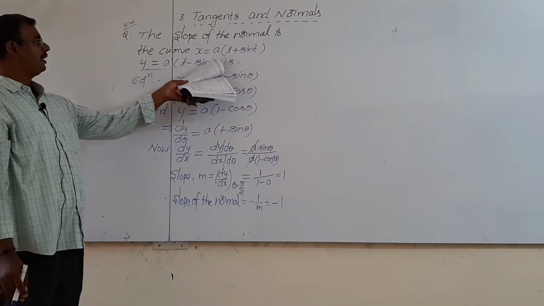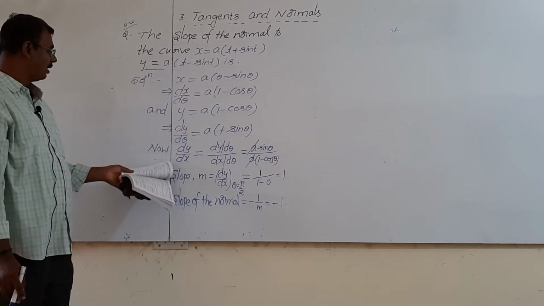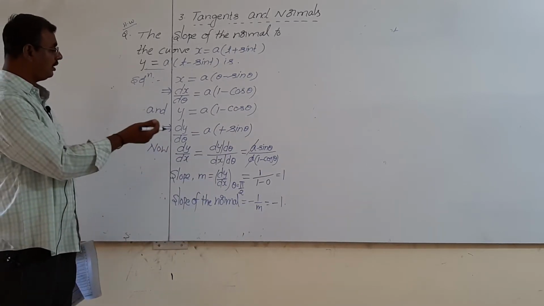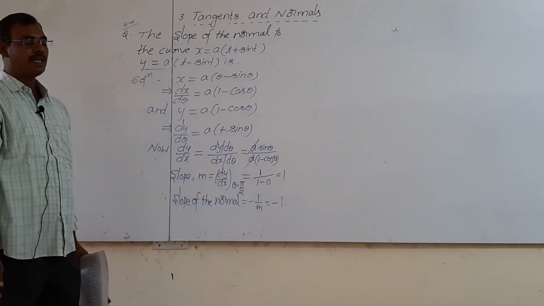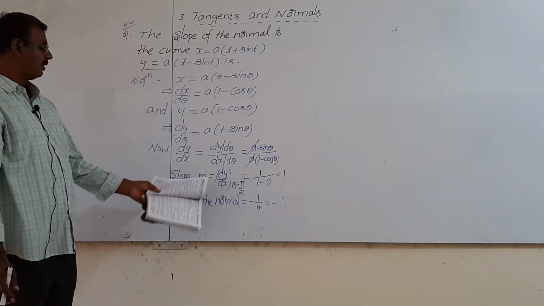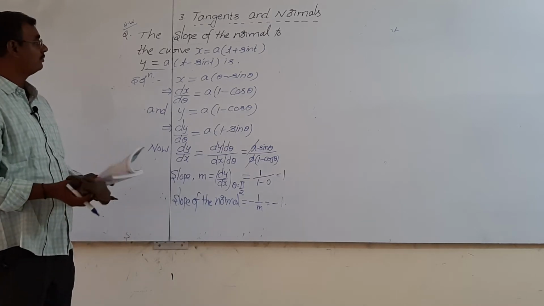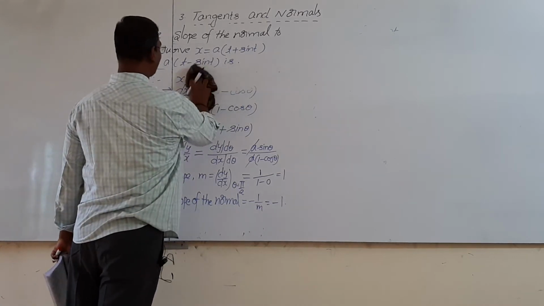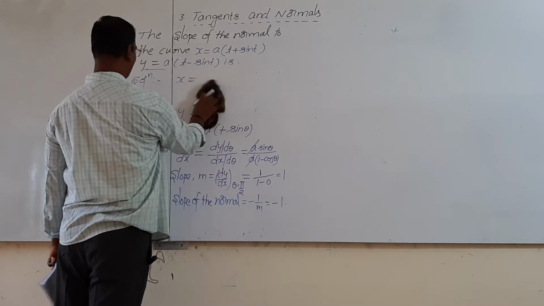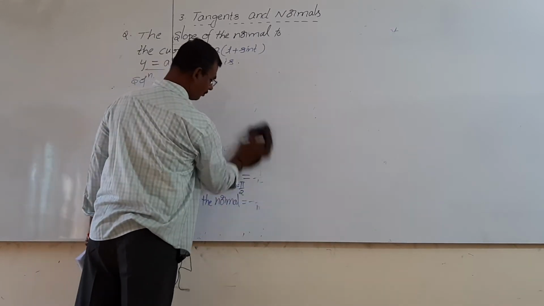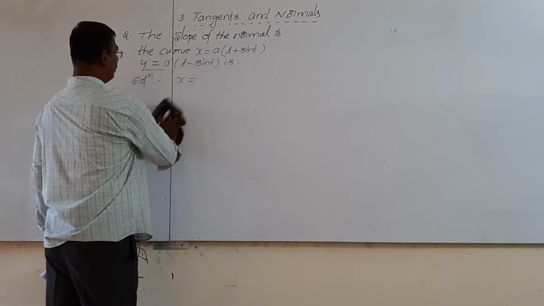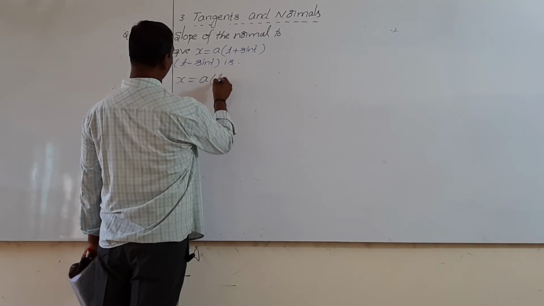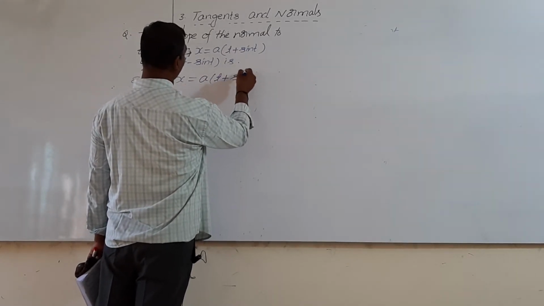Find dx by dt and dy by dt. Then dy by dx, we should write in terms of t, is dy by dt upon dx by dt. Find the slope here, and next the slope of the normal. Do you want me to solve this question? Okay, I will solve it. See here, these are very simple model questions. So x is equal to a bracket of t plus sin t. This is the parametric form.